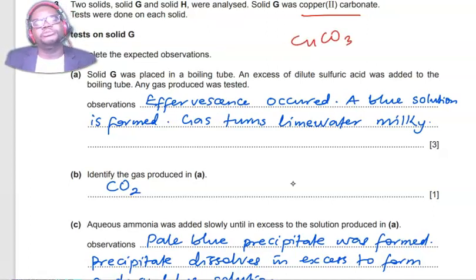Solid G was placed in a boiling tube. Dilute acid was added to it. Any gas produced was tested. So if you add acid to a carbonate, of course, you are going to see effervescence.